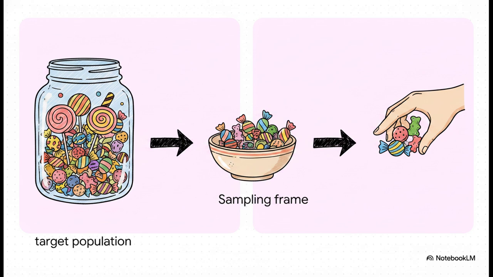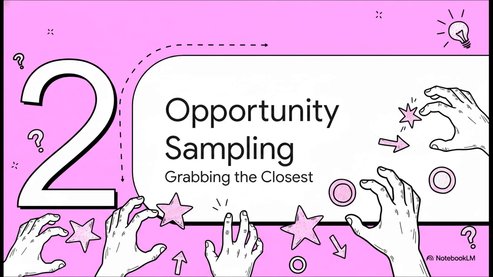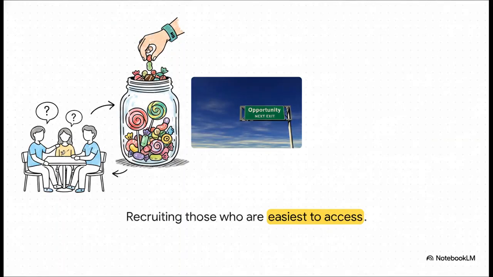From that sampling frame, you draw your representative handful of sweets. That final handful, that's your sample. They are the actual real people who take part in your study. Moving on to part two, opportunity sampling, grabbing the closest sweets. So how exactly do we pick that handful?